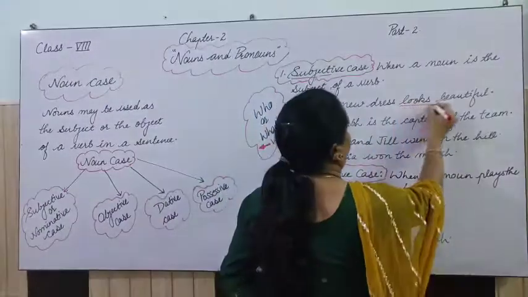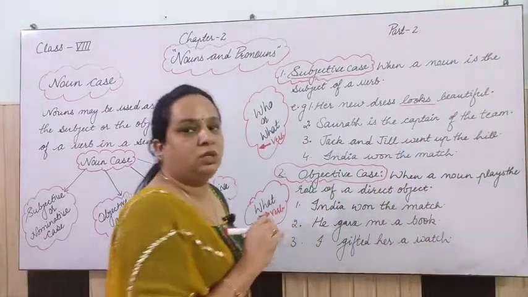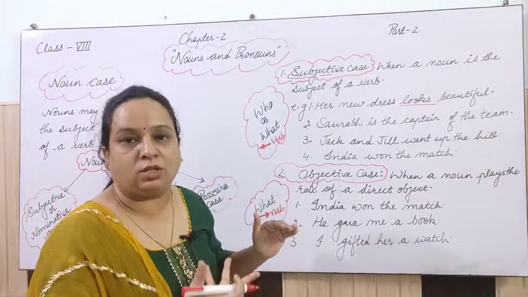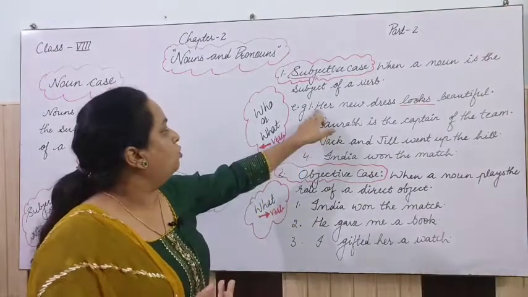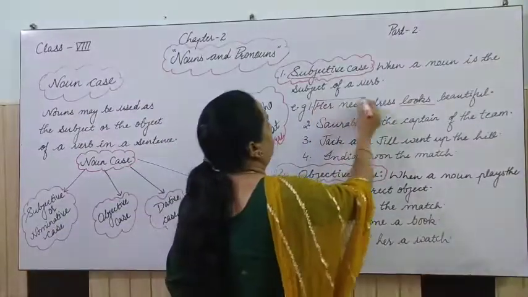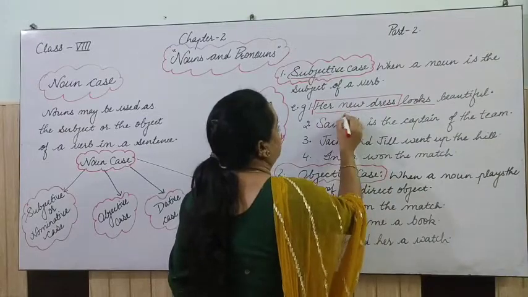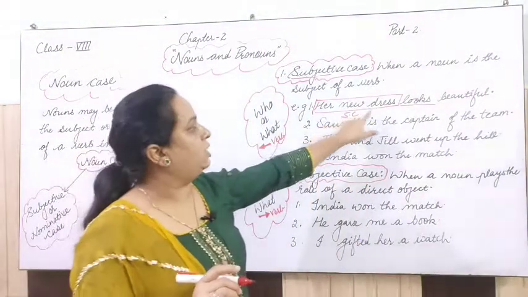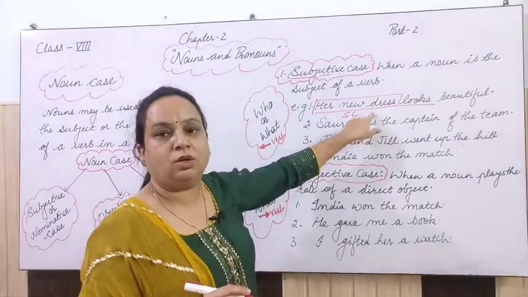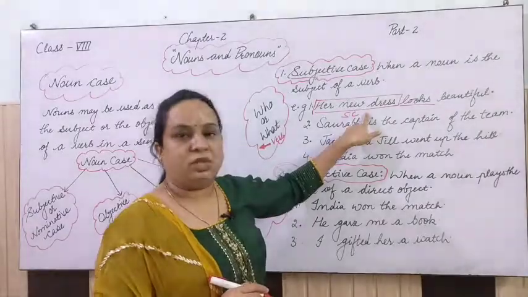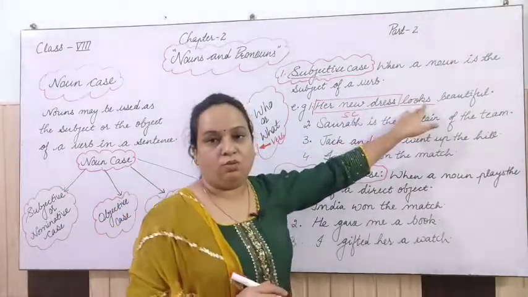First of all, we have to get the verb. And that verb is what? That is looks. Now we have to see what, or who, we are talking about. So we are talking about her dress. So her new dress complete here is what? That is subjective case, right? We are talking about her new dress. So that is subjective case here, and looks is the verb.